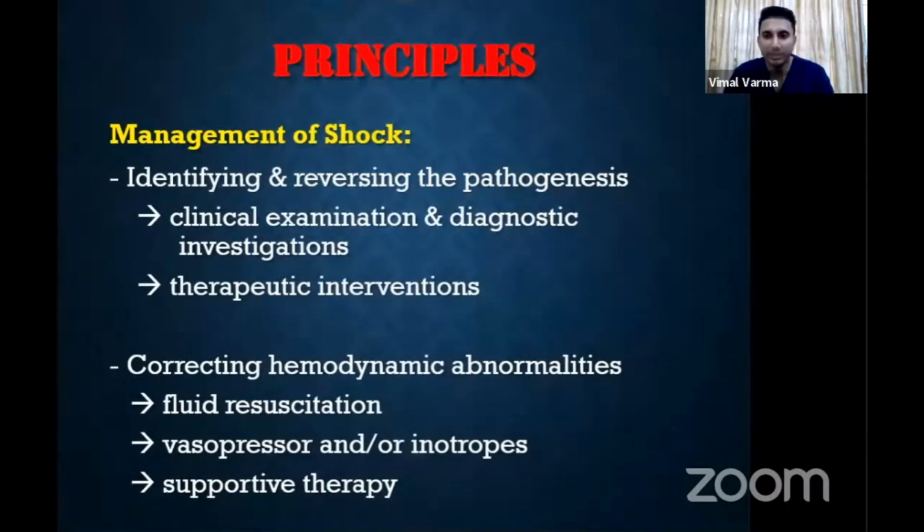First, identifying and reversing the pathogenesis. What type of shock is it? There are many types of shock, as in distributive shock, which includes septic shock, anaphylactic shock, and spinal shock. It can be cardiogenic shock, which is due to pump failure, or obstructive shock, such as in conditions like pulmonary embolism or pneumothorax, or it can be purely hypovolemic shock due to the depletion of your intravascular volume. So we have to do a clinical examination and diagnostic investigation to come to a diagnosis. Based on that, we have therapeutic interventions to overcome and reverse this pathogenesis.